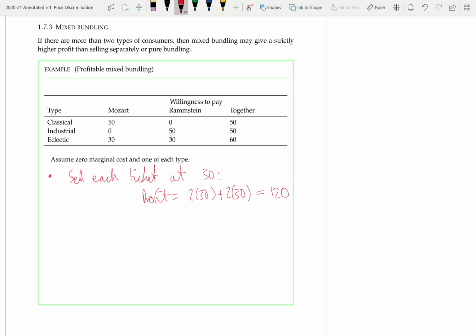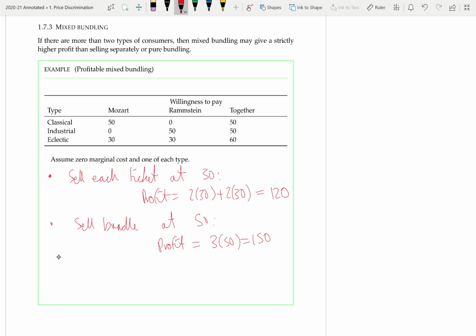What about if they use pure bundling? What should they price the bundle at? Well, the options here are 50 or 60. If they price at 50, they sell 3, they get 3 times 50, which is 150. If the price is 60, they just sell 1 unit of the bundle and only get a profit of 60. If they sell the bundle of the 2 tickets at 50, then the profit will be 3 times 50 or 150. So in this case, pure bundling is better than selling separately. 150 is more than 120.